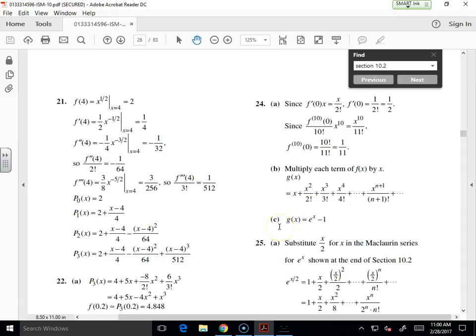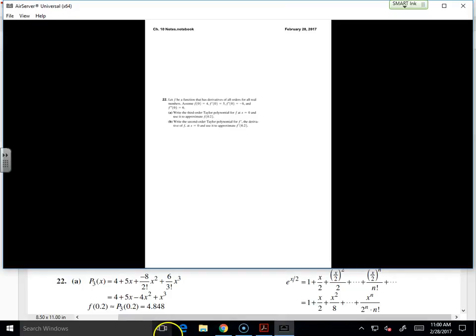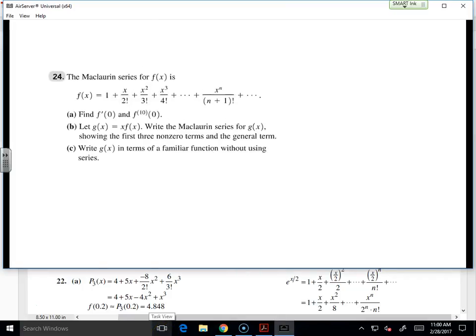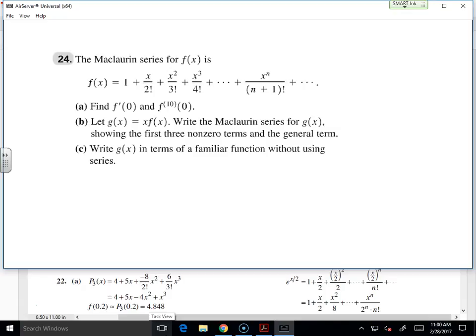And then for C, wait a minute, how do you figure out C? I didn't, that's the thing. What does this top one look like? What's the pattern? 1 over n plus one? X to the n over n plus 1. Oh, the whole thing?